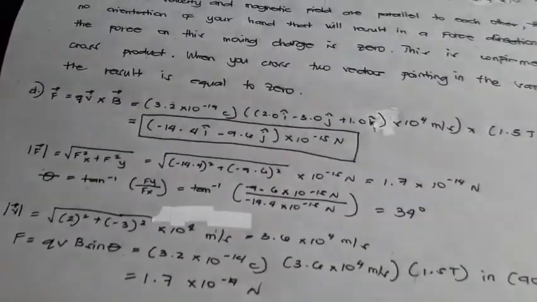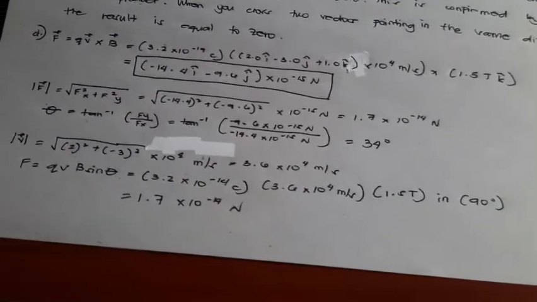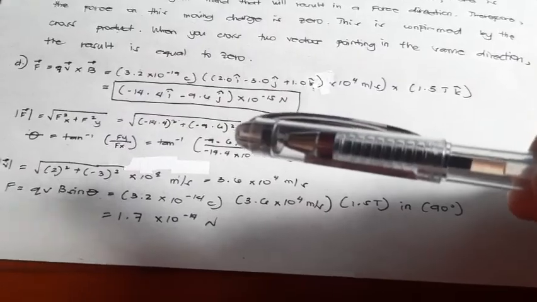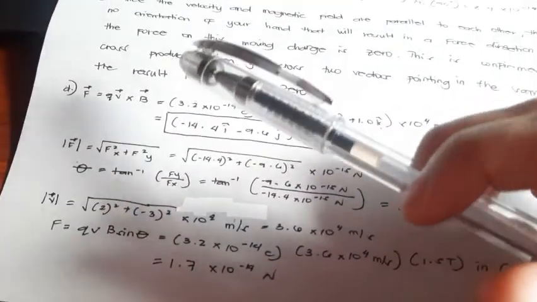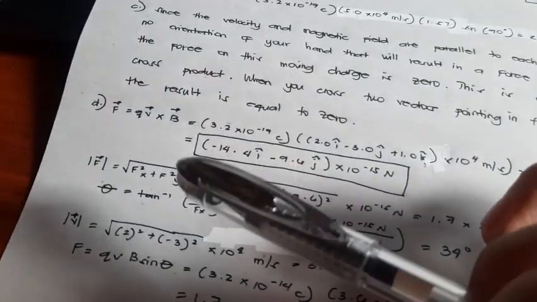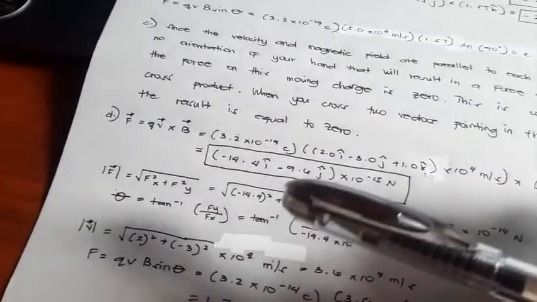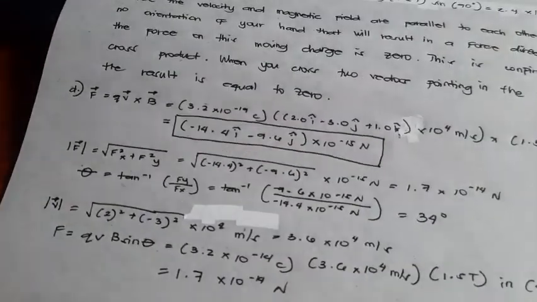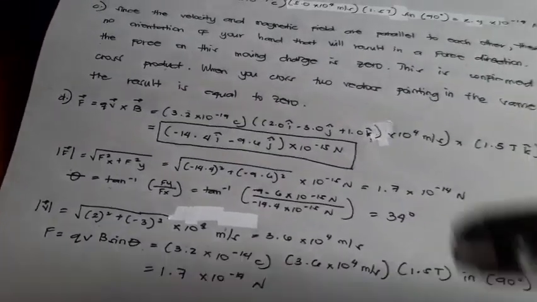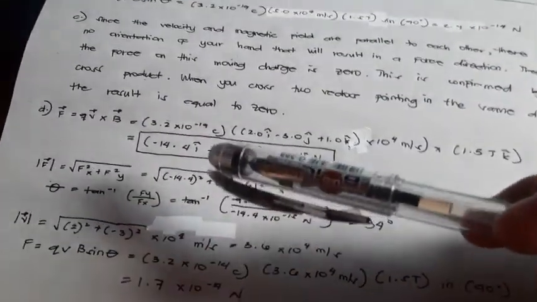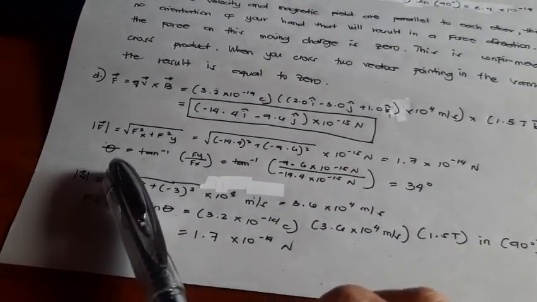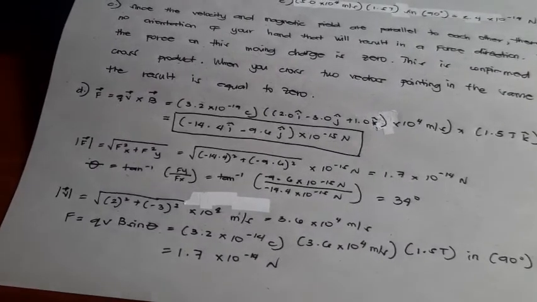So this solution can be written in terms of magnitude and angle in the xy plane. The absolute value of F is equal to the square root of F squared x plus F squared y. Then the force is negative 14. Then we substitute the values. Then the angle is given by the tangent.